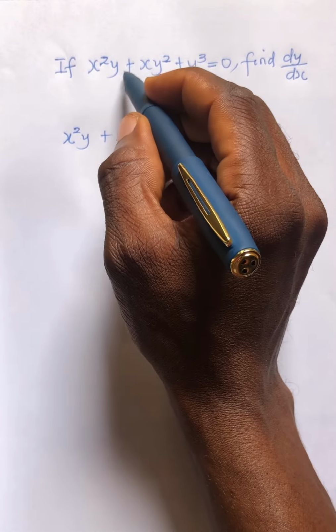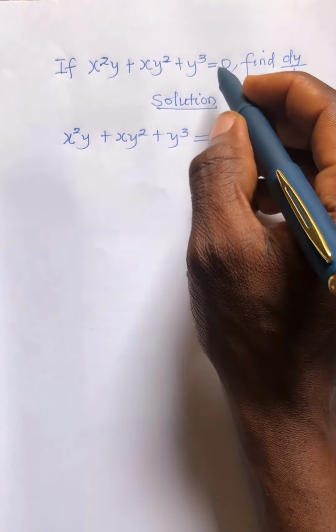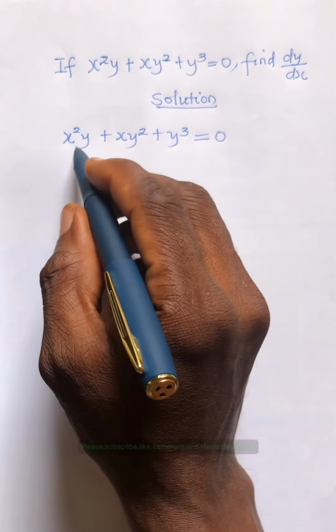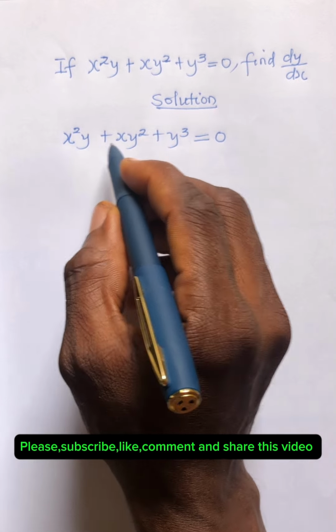If x squared y plus xy squared plus y cubed equals 0, find dy dx. Solution. We're going to use the product rule to solve this and this.